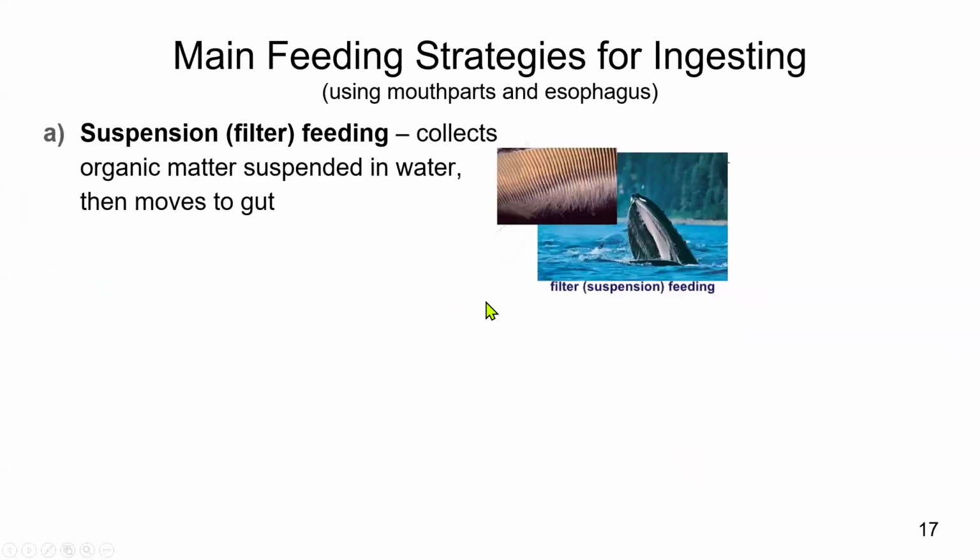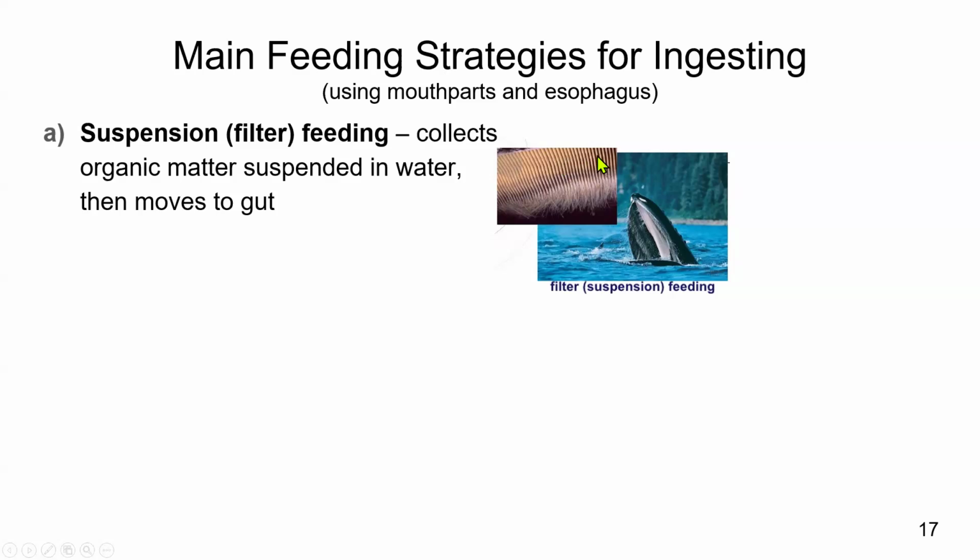There we go. So there's several different strategies that animals have evolved for ingestion. Remember, ingestion is just taking it from the outside and bringing it into the digestive tract. One is called suspension or filter feeding, where you collect organic matter that's suspended in water and then move it into the gut. Baleen whales are a great example of these suspension or filter feeders.